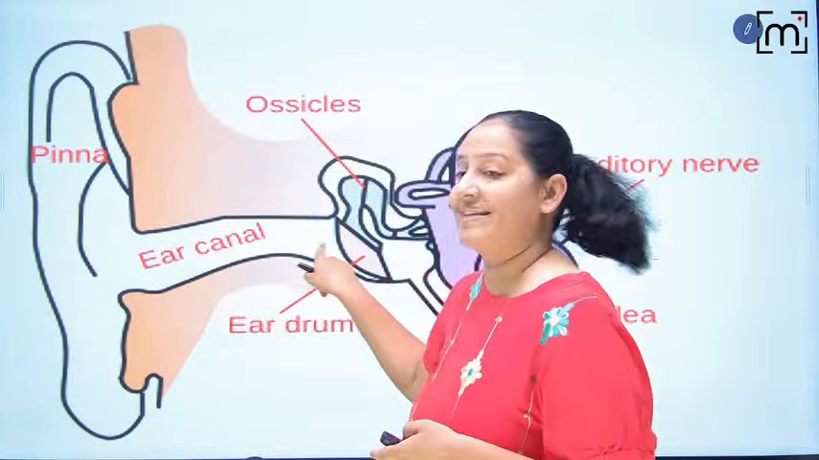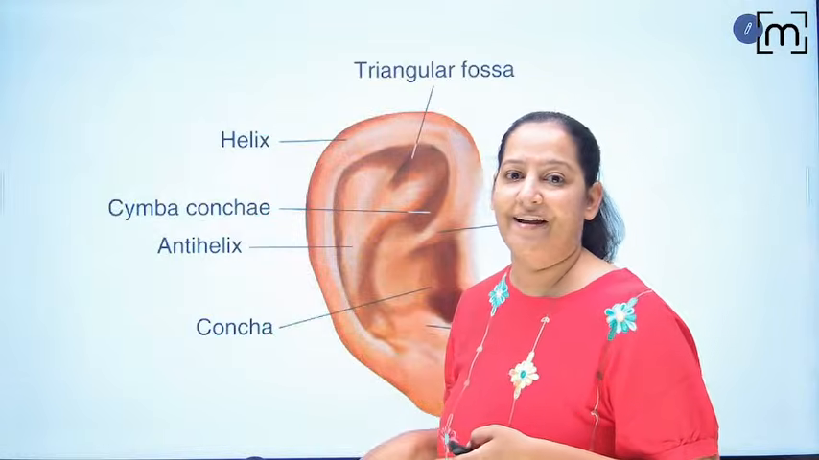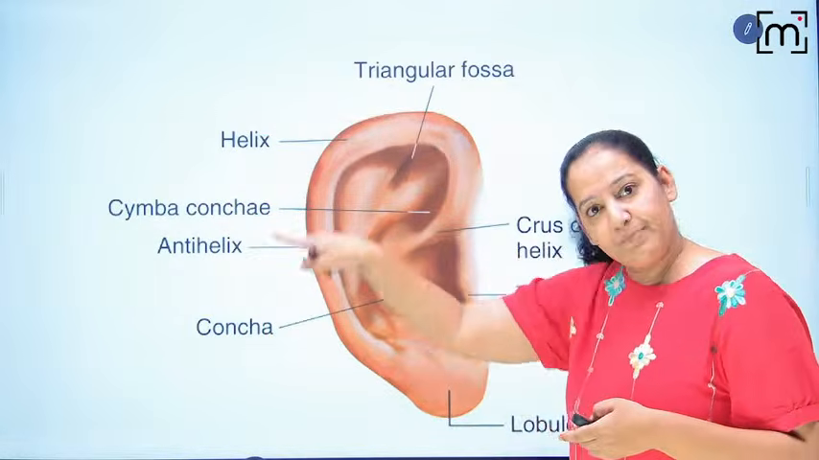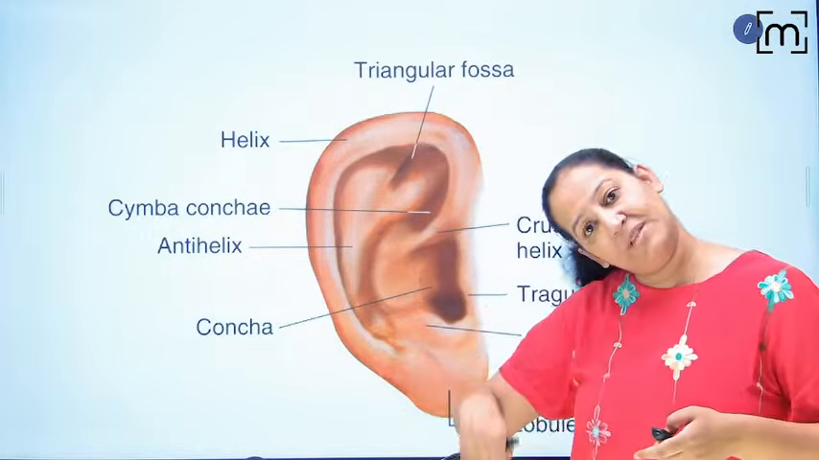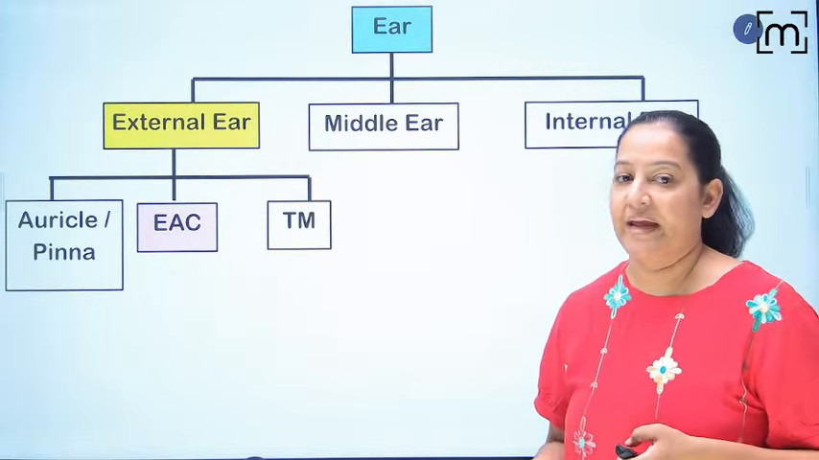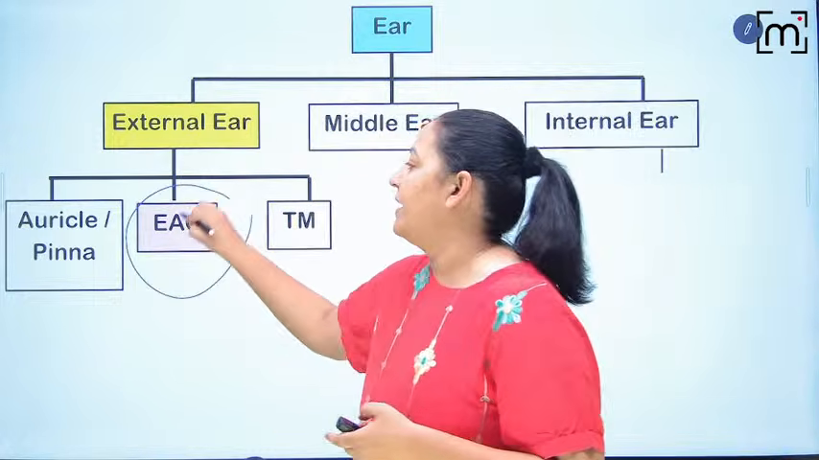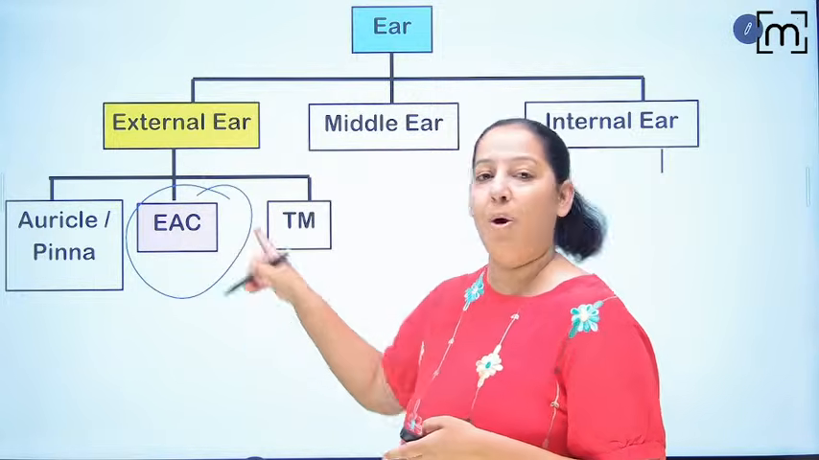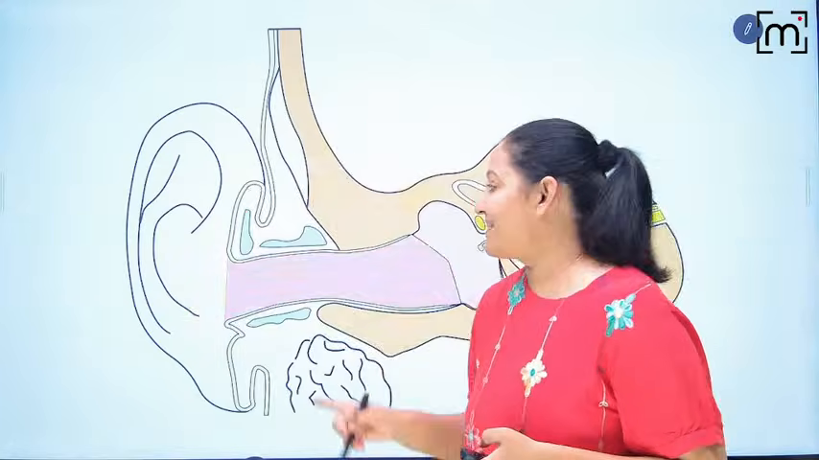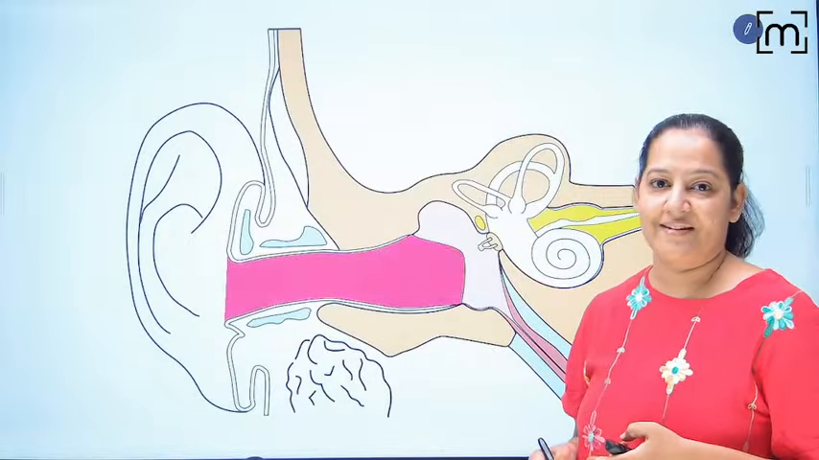Now coming to the external auditory canal. This is also the pinna. The various parts of the pinna I will teach you in the next session when I give you detailed anatomy. Now I am coming to the EAC. What is EAC? External auditory canal. This structure is the external auditory canal.